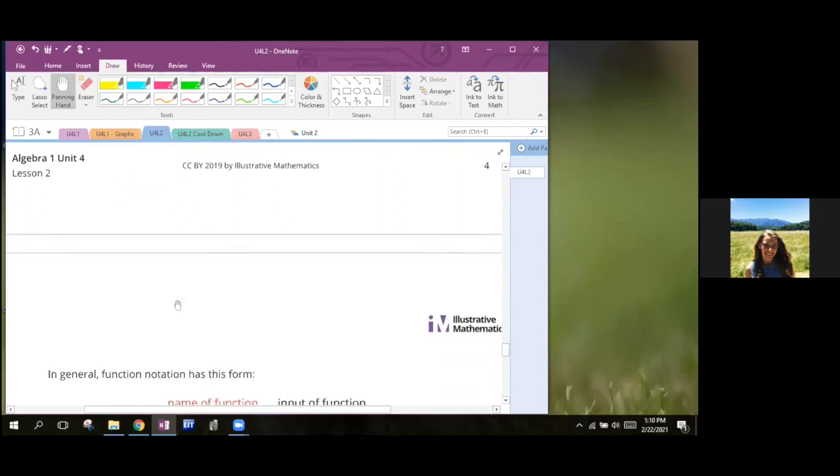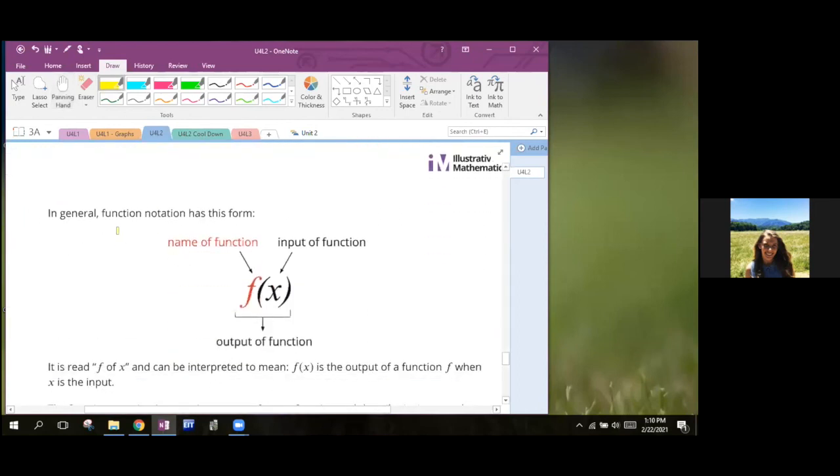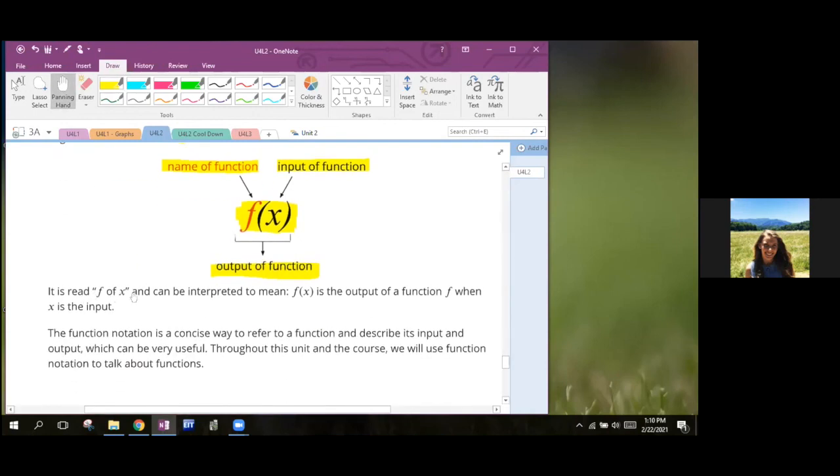In general, function notation has this form, just like what we talked about earlier. We have the name of the function, we have the input, and the whole thing set equal would be the output. It is read f of x and can be interpreted to mean f of x is the output of a function f when x is the input. Function notation is a concise way to refer to a function and describe its input and output, which can be very helpful. Throughout this unit, we will use function notation to talk about functions.